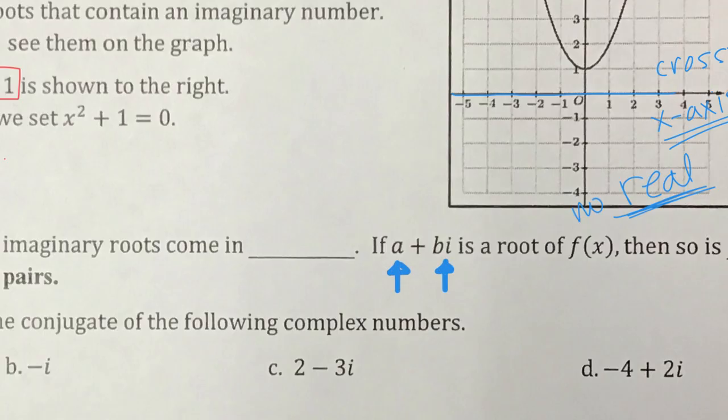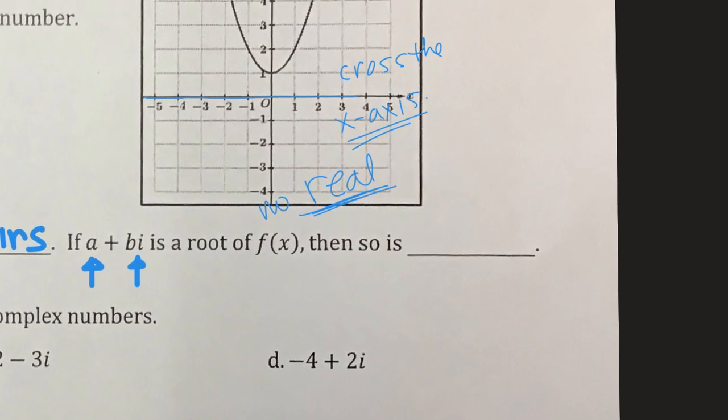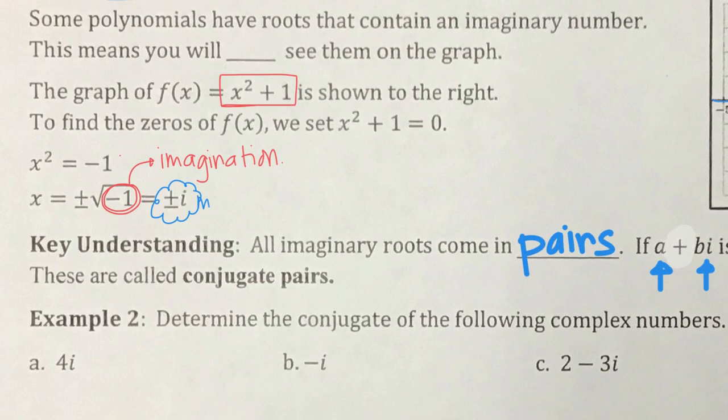Okay, so all imaginary numbers come in pairs. There's always a pair. Okay, if a plus bi is a root, then so is this other one, a minus bi. They come in pairs. One of them is the positive pair, and the other one is the janky negative pair. But they always come in pairs. And the only thing that changes is the sign between your real number and your imaginary number. Okay, and these are called conjugates.